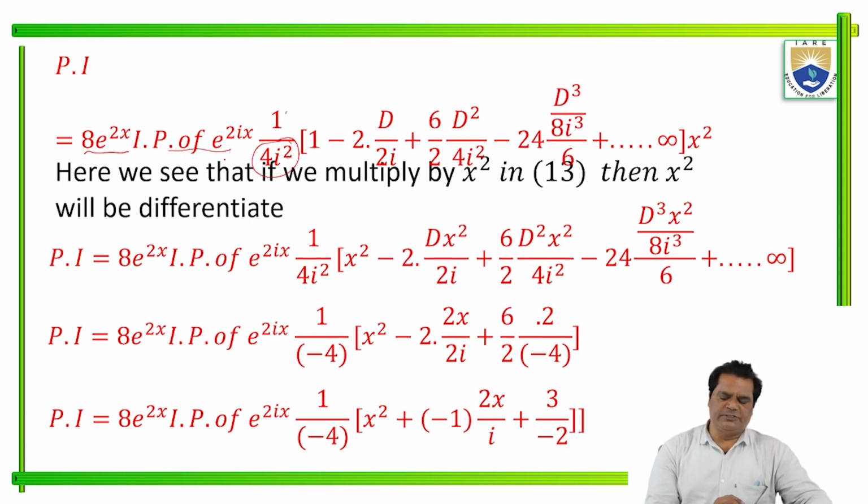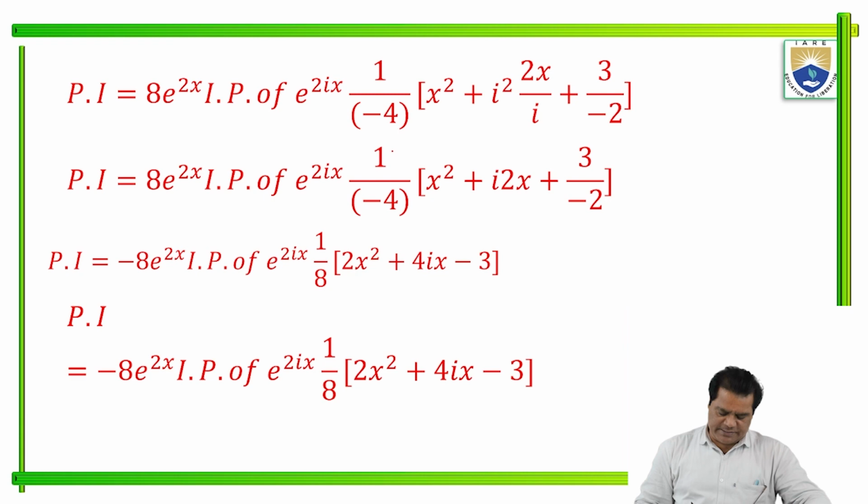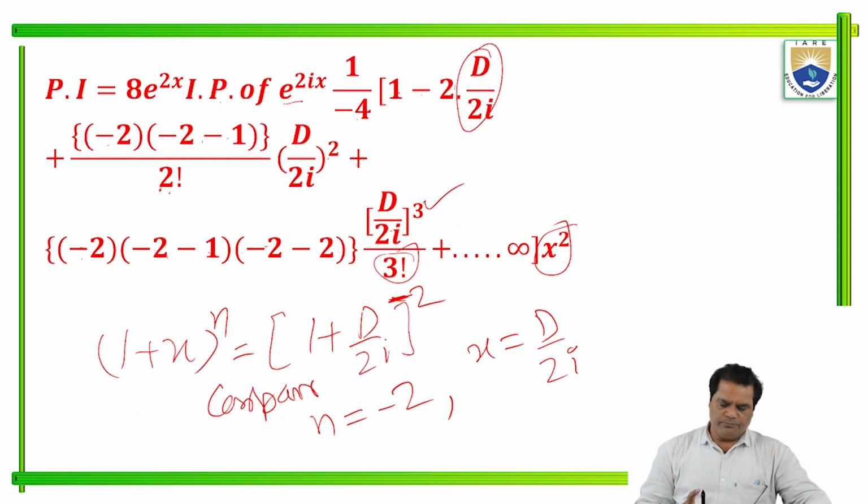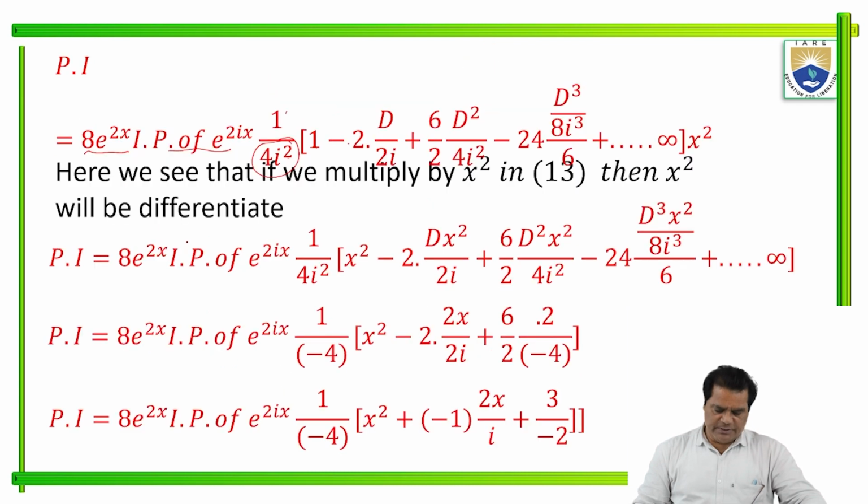So now the particular integral equals 8 e to the power 2x, imaginary part of e to the power 2ix, 1 upon 4i square. 4i square means minus 4. Then 1 minus 2 d upon 2i. Writing the same here, minus 2 d upon 2i. Next, calculating this result: minus 3 and minus 2 plus 6 upon 2, d upon 2i whole square. And the same result here. Next one is minus 2 d upon 2i plus 6 upon 2, d square upon 4i square, then d square upon 4i square minus 24.